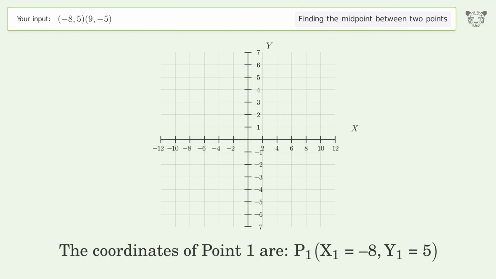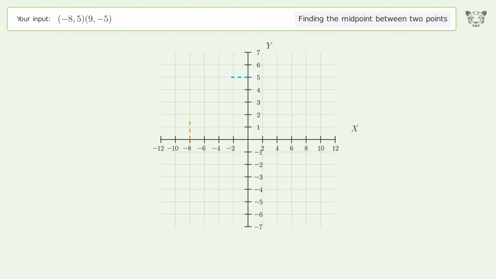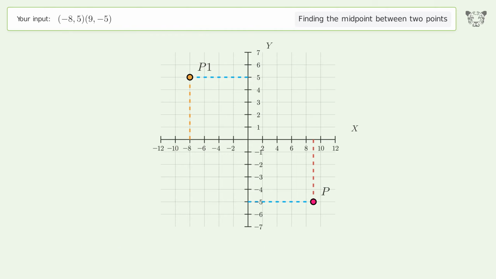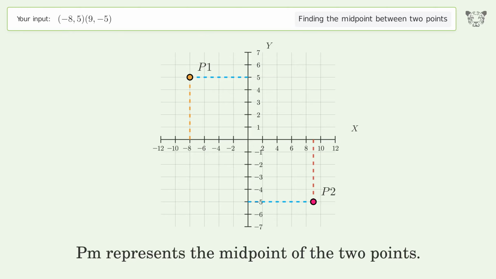The coordinates of point 1 are x1 equals -8, y1 equals 5. The coordinates of point 2 are x2 equals 9, y2 equals -5. PM represents the midpoint of the 2 points.